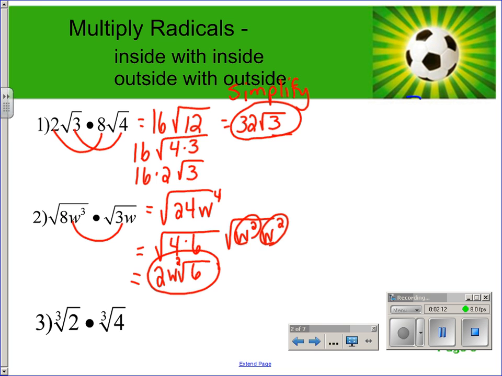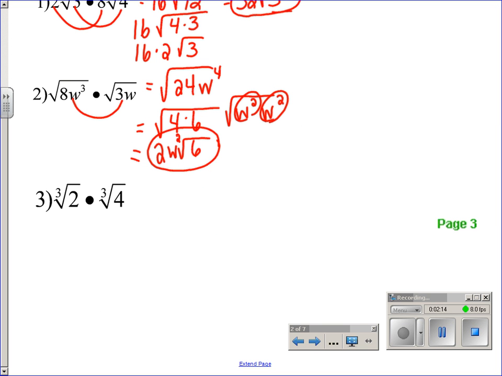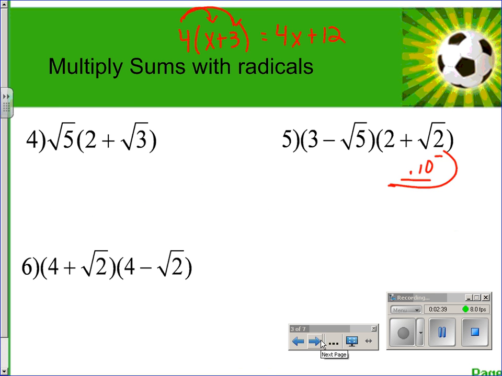Number 3, cube root, same thing. Outside with outside, inside with inside. There's nothing on the outside. So we're going to do the cube root of 2 times 4, which is 8. You can plug that into your calculator, or you can think, what is the cube root of 8? Is it a perfect cube? Yes. So what times itself 3 times? 2. Good. Now let's look at some a little bit harder ones.